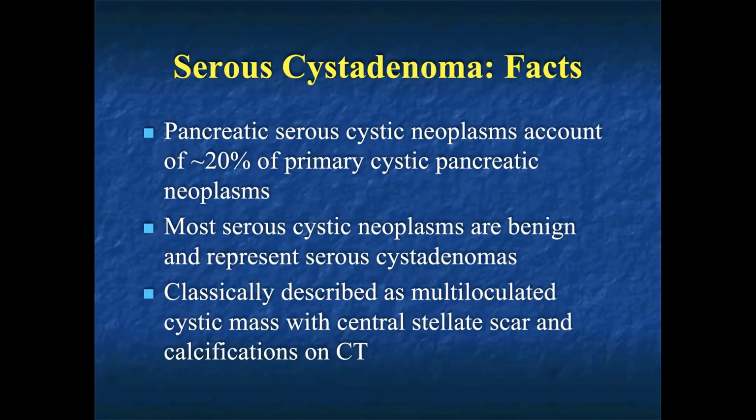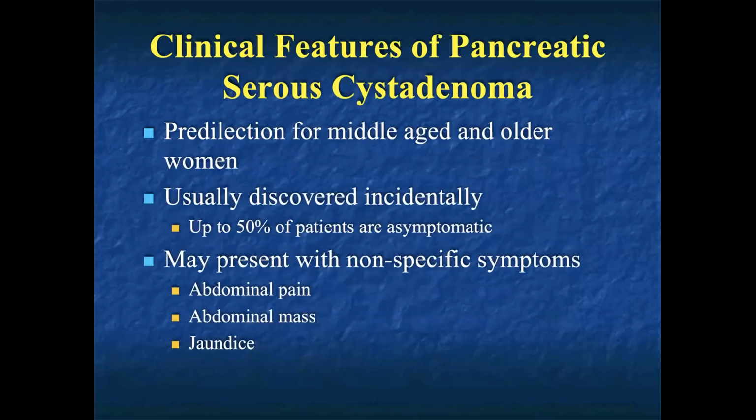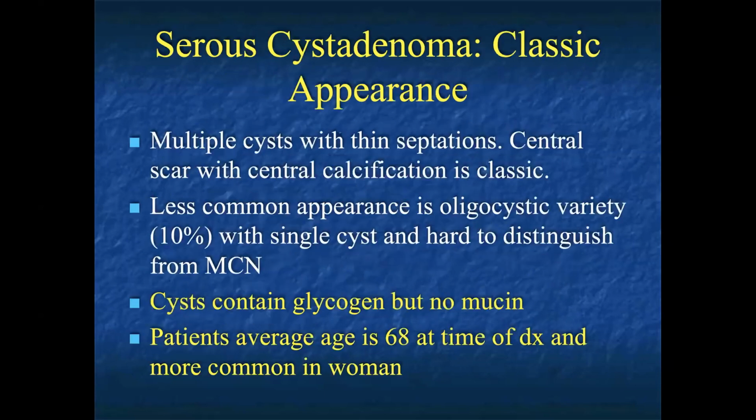Well, serous cystadenoma is a favorite. The thing about serous cystadenoma, it's a benign lesion. Even when it's large, it's a benign lesion. Sometimes they're resected. Some surgeons will say over 5 cm they'll resect because patients can get discomfort and pain, but you're not resecting because of suspicion for malignancy. It's more common in middle-aged and older women, and about half of them, particularly the smaller ones, are detected incidentally. But other times, patients do have symptoms from abdominal pain to a palpable mass to even jaundice.